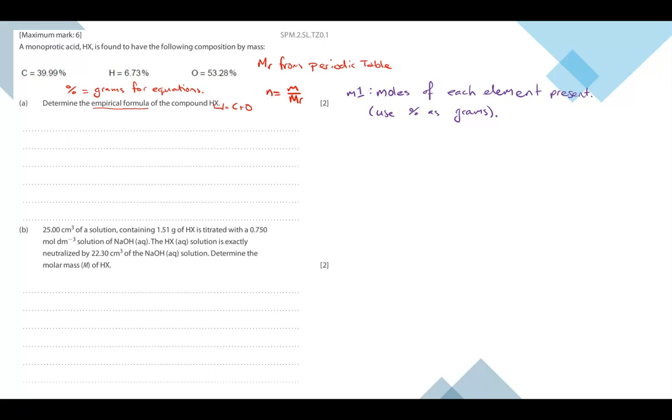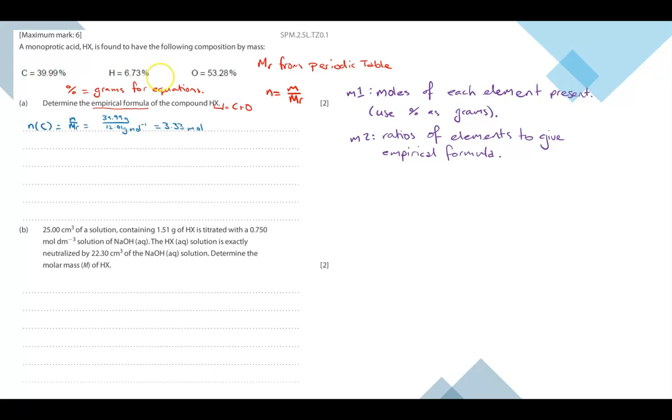So, there's a 2-mark question. Mark 1 comes from the moles of each element present, remembering to use percentage as grams. So you need to get the moles of all 3 before you get the first mark. And then the second mark comes from using those to get the ratios of elements to give you the empirical formula. Remember, an empirical formula is the smallest possible ratio of each element stuck together.